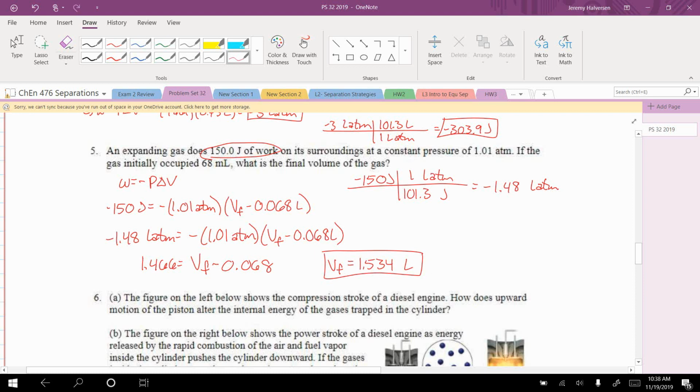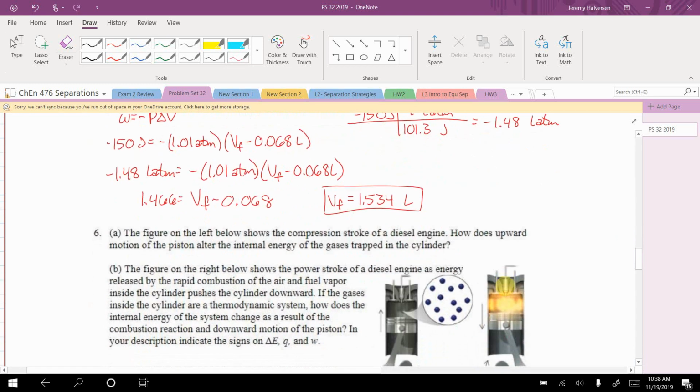We should get a number bigger than 0.068 because it says the gas is expanding. If you accidentally used the positive value, you'll get the wrong answer. Okay, so let's keep going.